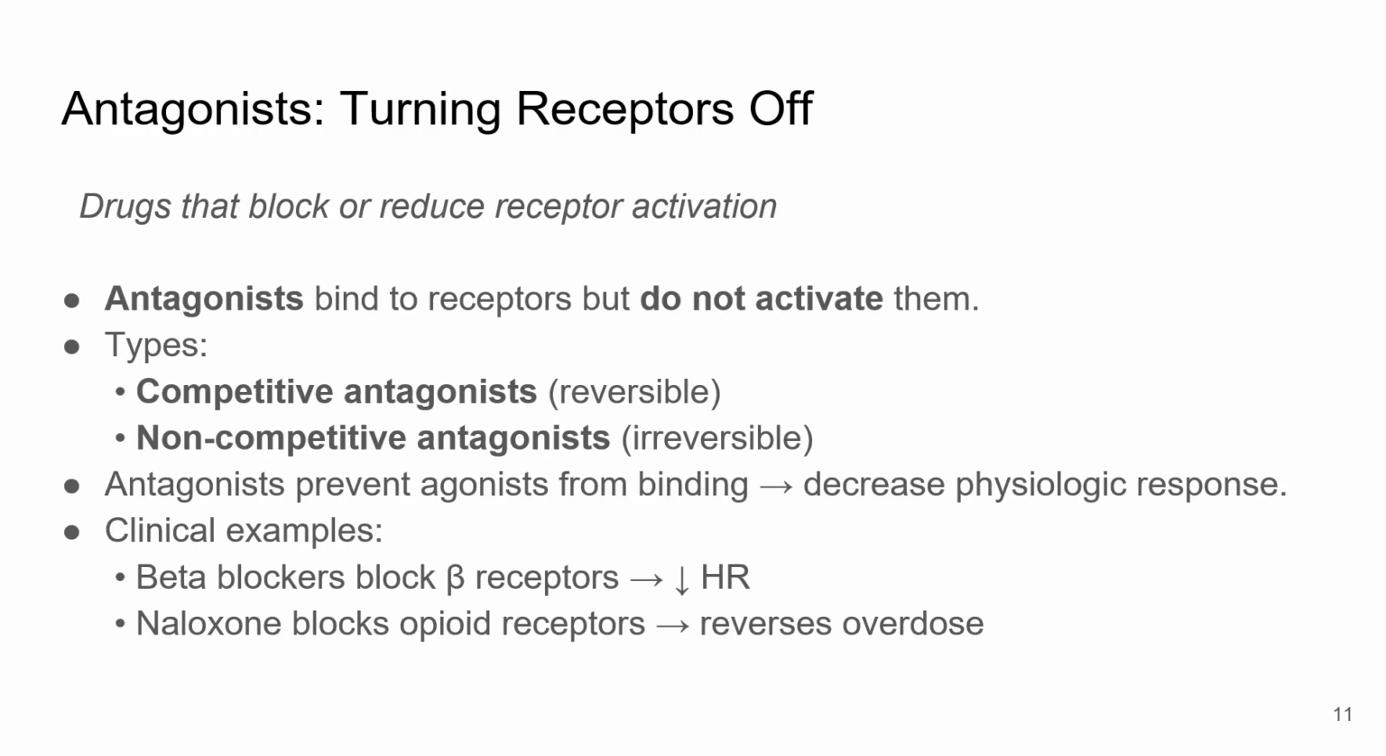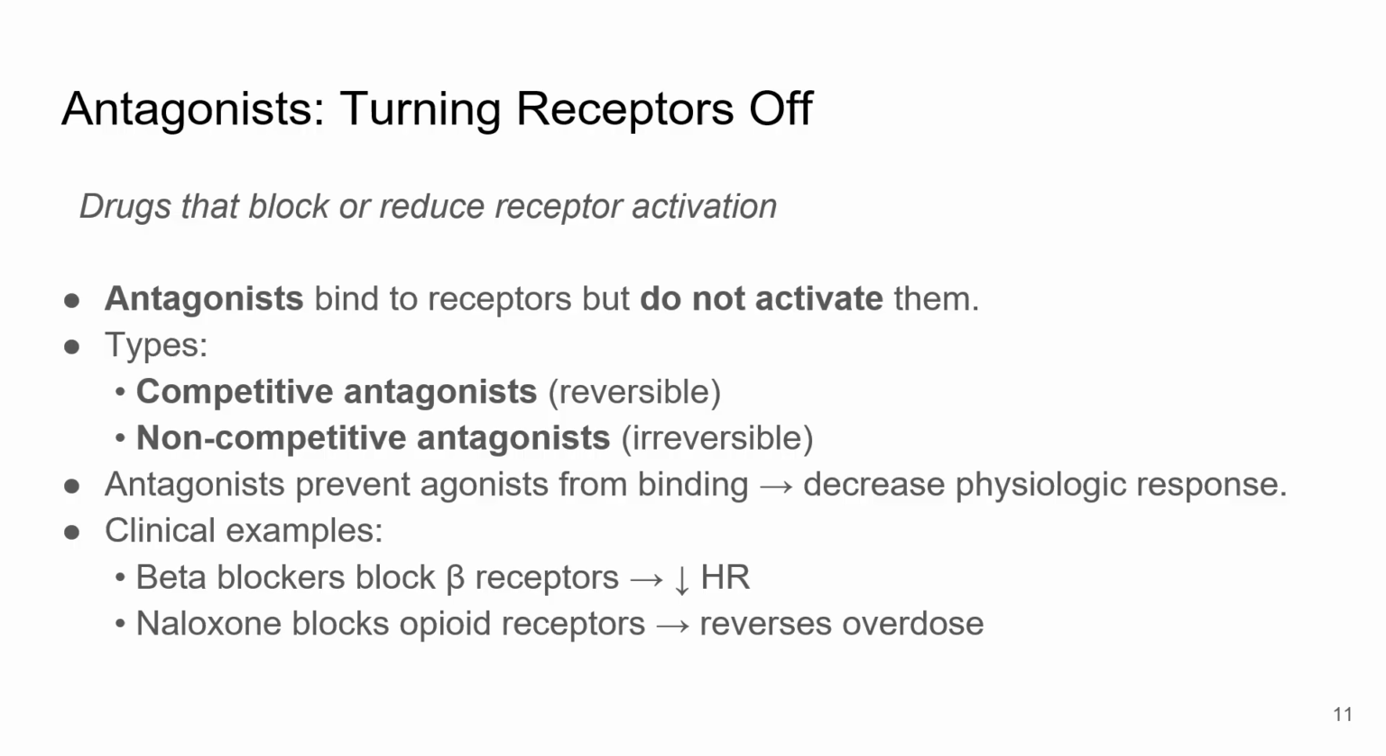Okay, so next we're looking at antagonists, which are drugs that bind to receptors but do not activate them. Unlike agonists, antagonists do not turn the receptors on. Instead, they block the receptor, preventing the normal physiologic signaling from occurring. We have two main types of antagonists.